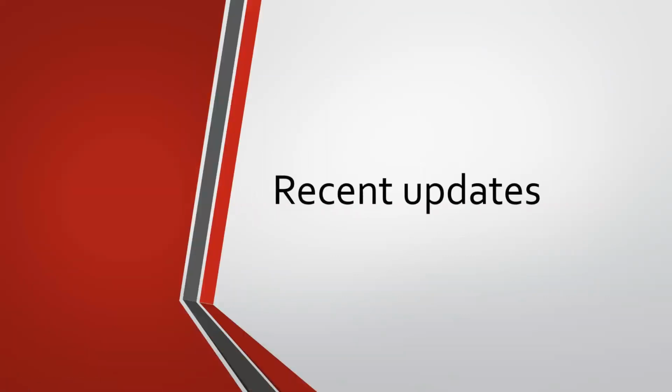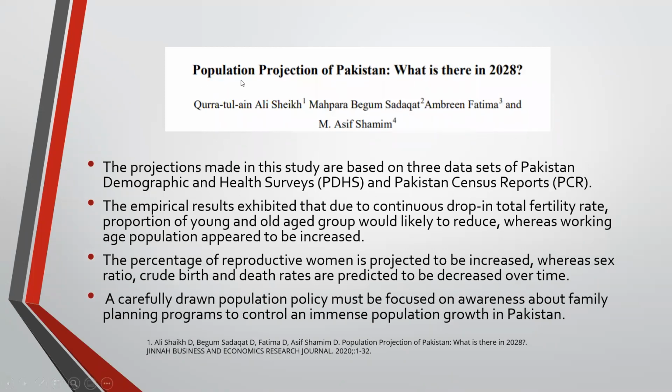Some of the recent updates regarding the demographic cycle: the population projections of Pakistan for 2028 have been recently published, and the projections were made on the data given by the PDHS survey and Pakistan census reports. The empirical results exhibited that due to a continuous drop in the total fertility rate, the proportion of young and old people is likely to reduce, whereas the working age population is expected to increase. The percentage of reproductive women is projected to increase, whereas the gender ratio, the crude birth rate, and the death rates are predicted to decrease over time. If carefully drawn, population policy must focus on awareness about family planning programs to control immense population growth in Pakistan. So there are chances that we can achieve stage 4 if we strictly control our fertility rates.